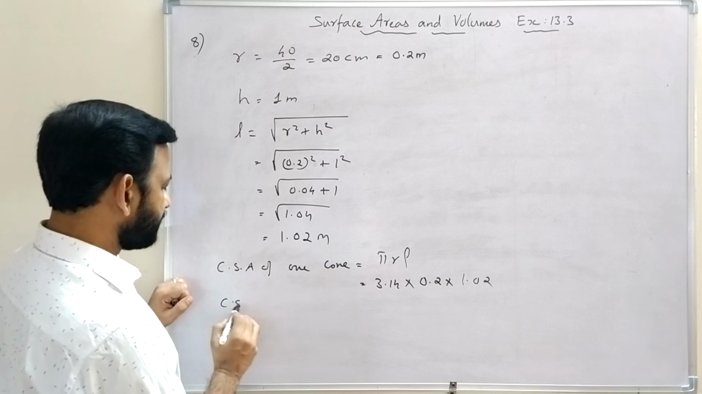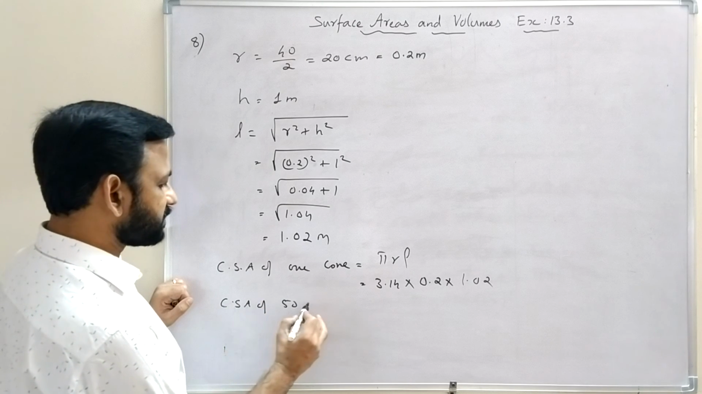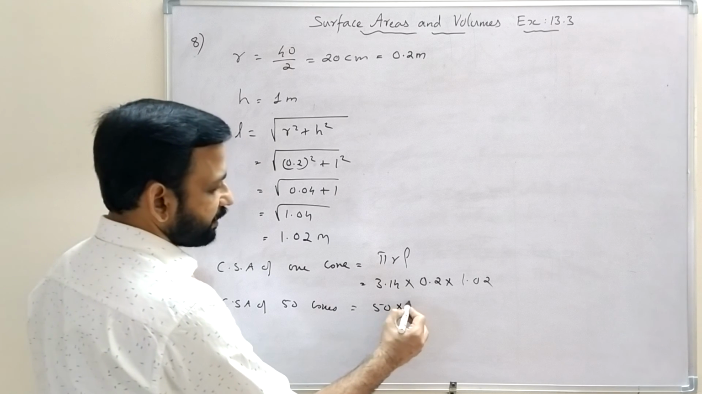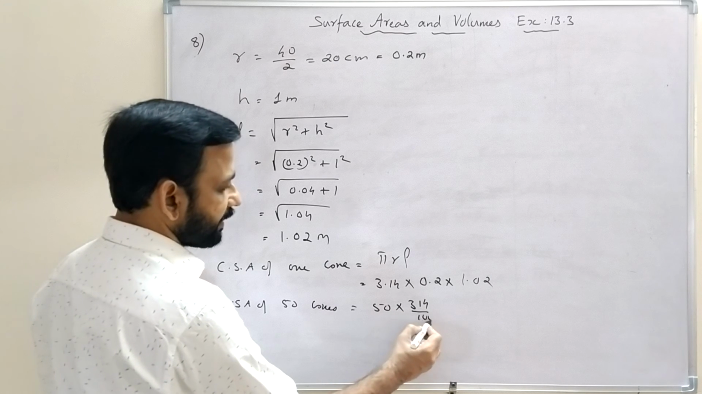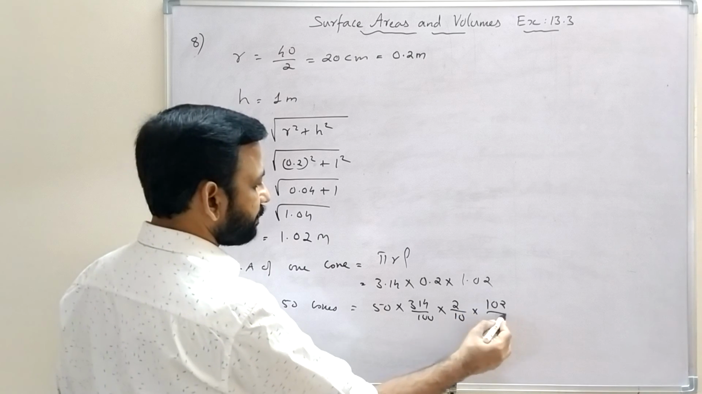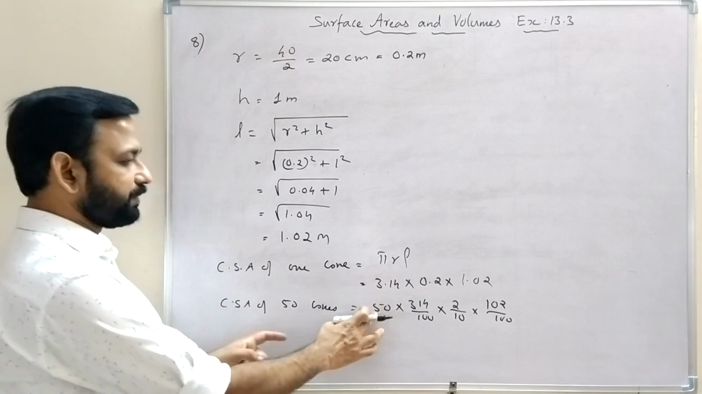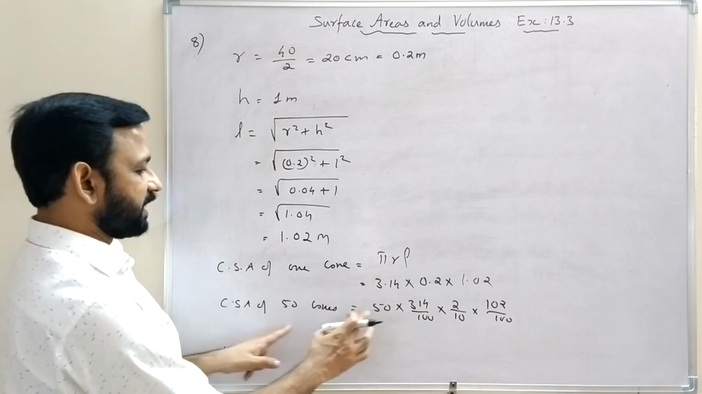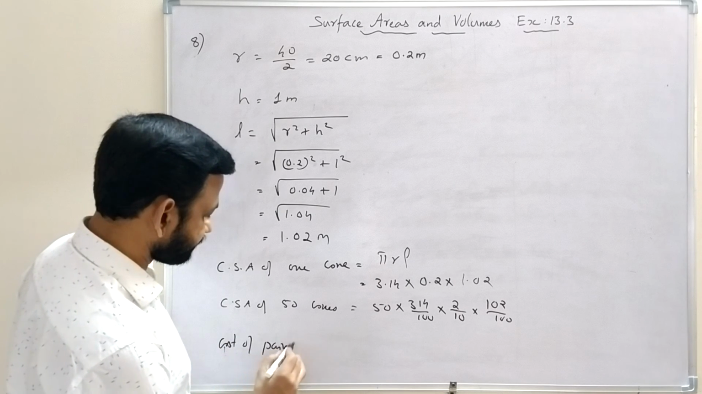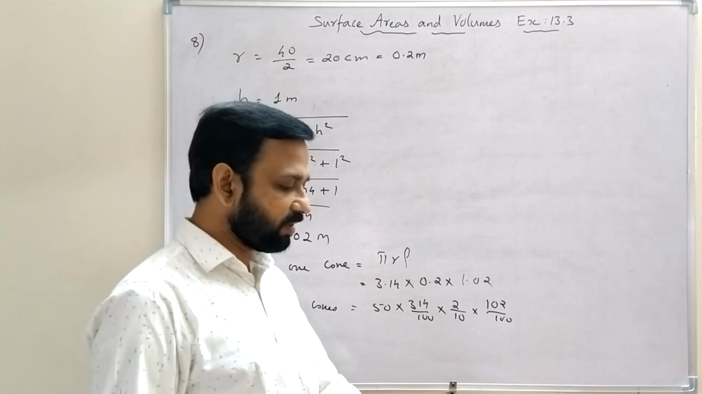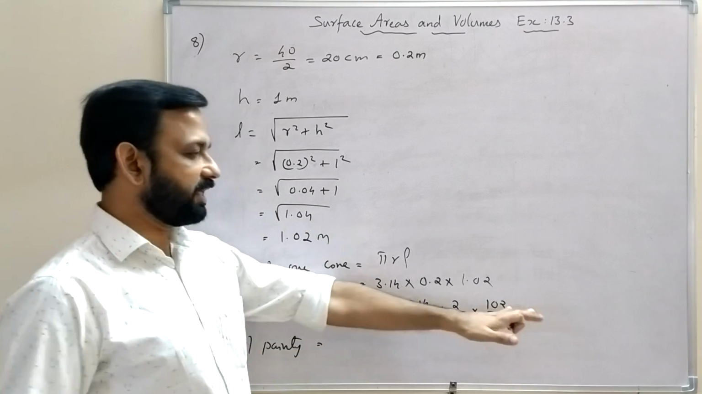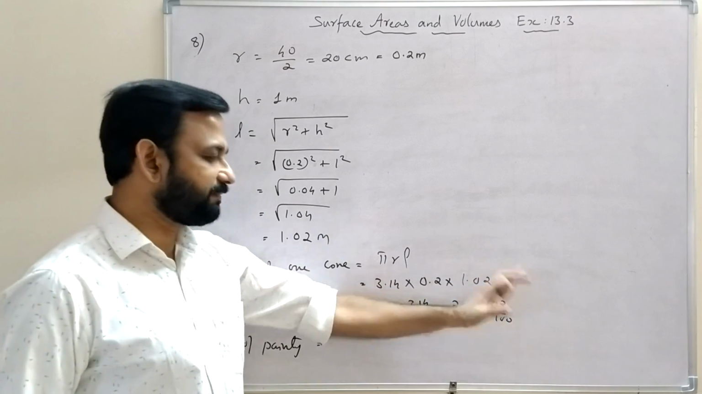Therefore CSA of 50 cones is equal to 50 into 3.14, we can write as 314 upon 100, into 0.2, we will write as 2 upon 10, into 102 upon 100. So that is 50 into the same CSA of one cone. Then cost of painting is given as rupees 12 per meter square. Here we have the curved surface area of 50 cones.